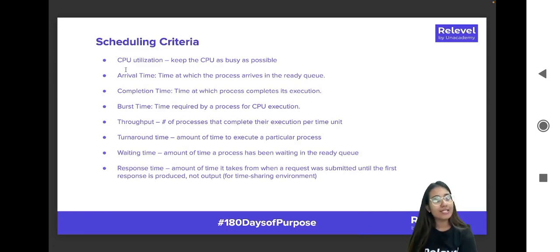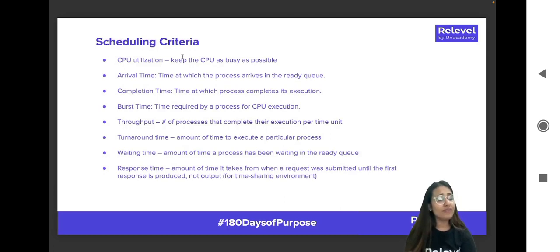Throughput is the number of processes that complete their execution per time unit. Turnaround time is the total amount of time to execute a particular process, including the waiting time as well as the burst time. Waiting time is the amount of time that a process is waiting in the ready queue. And the response time is the amount of time it takes from when a request was submitted until the first response is produced, not the output. The first time you gave the input and the first time you received the response. Okay, that is typically the idea over here.